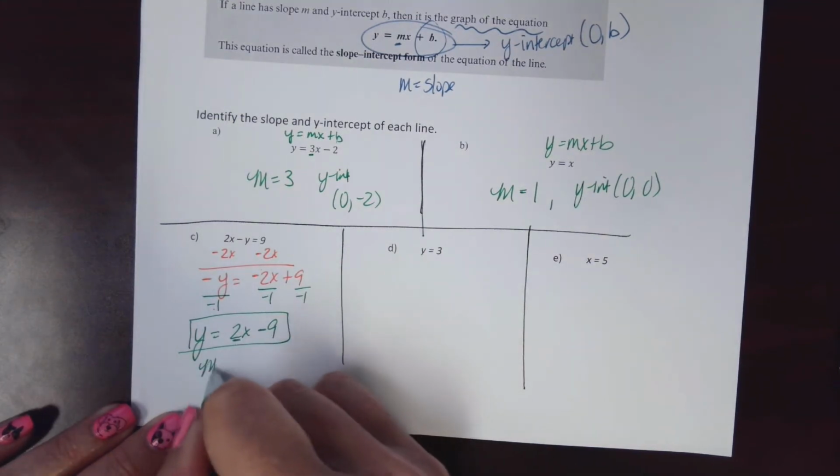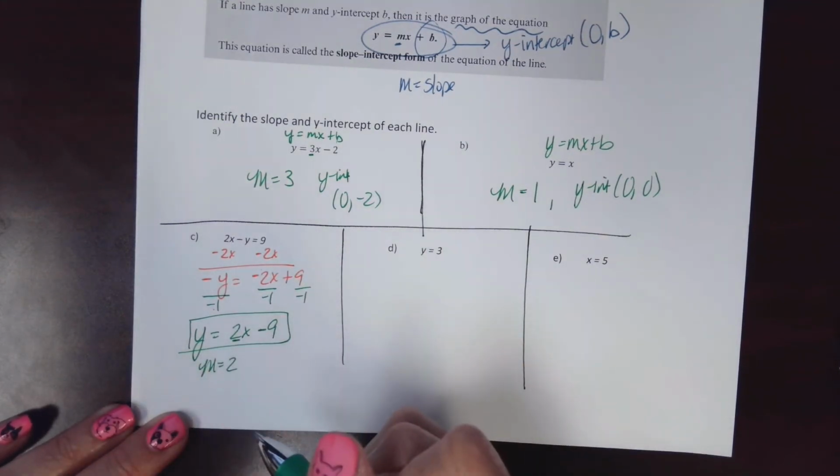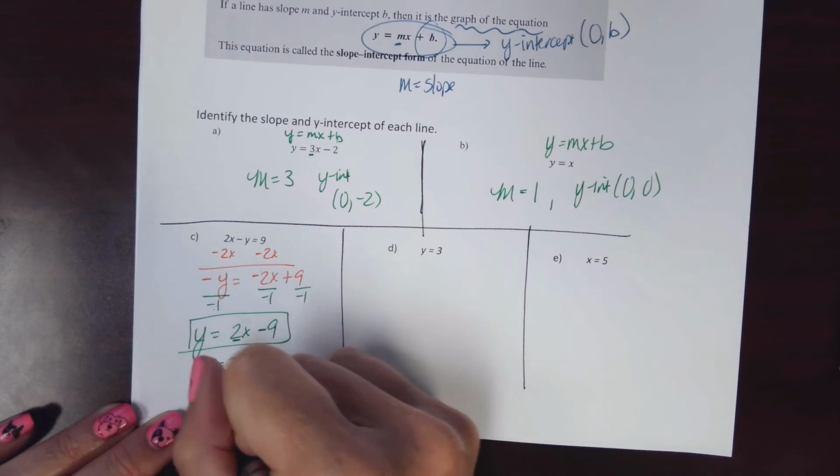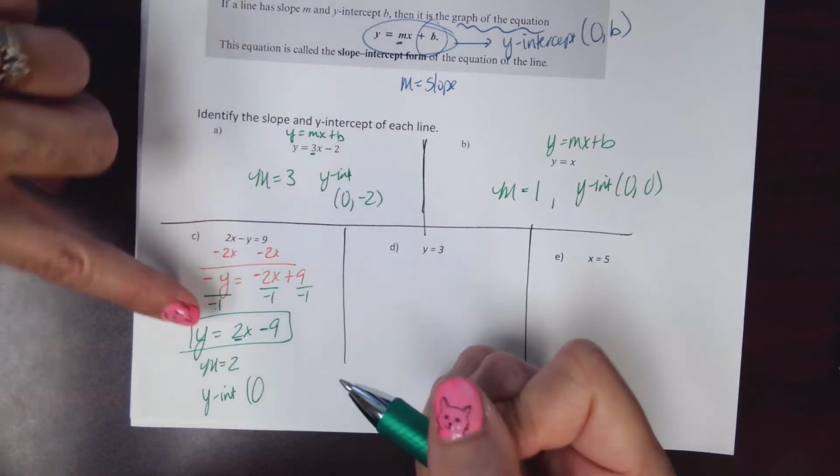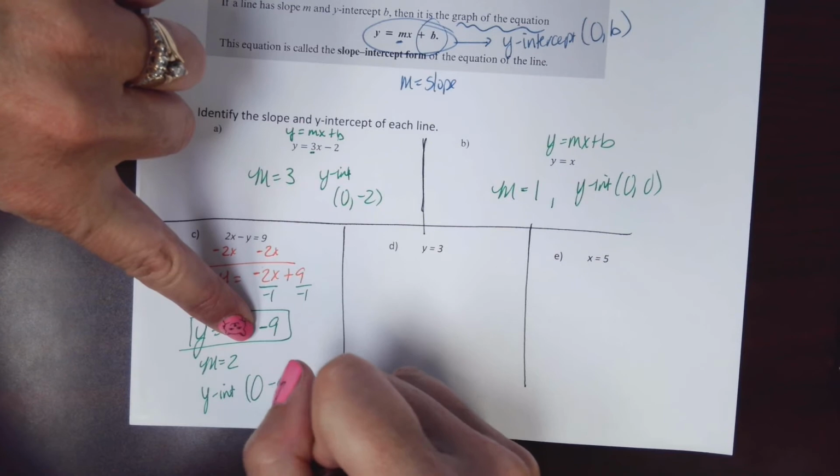My slope is the coefficient on the x term. My y-intercept is the value, with x being 0 right here, I would be left with negative 9.